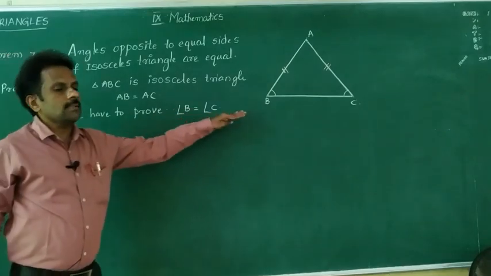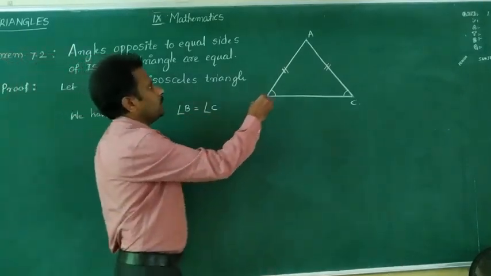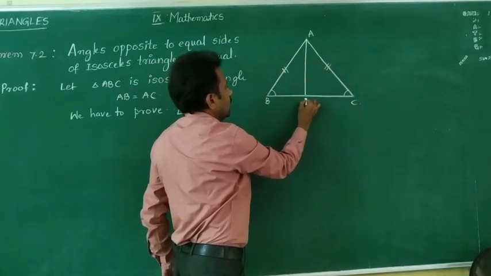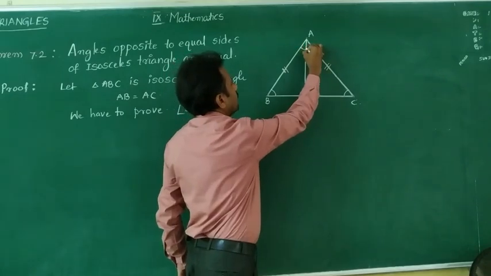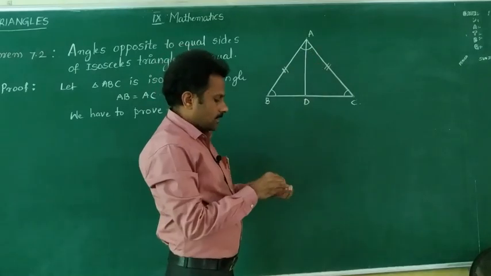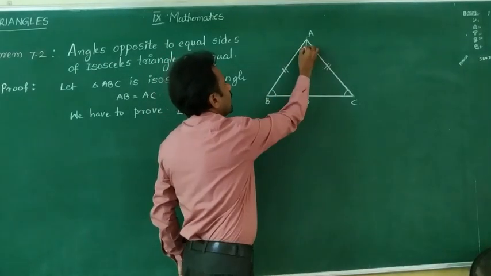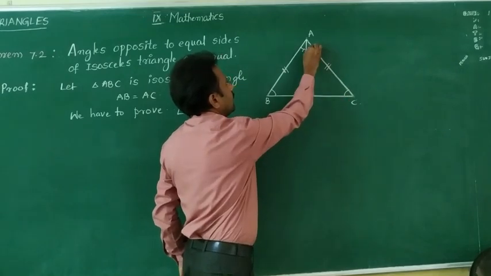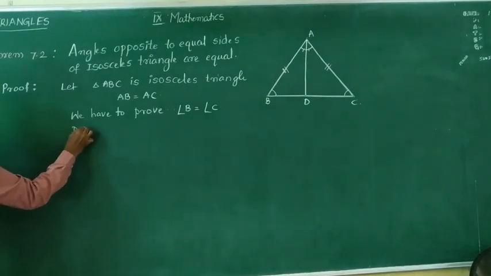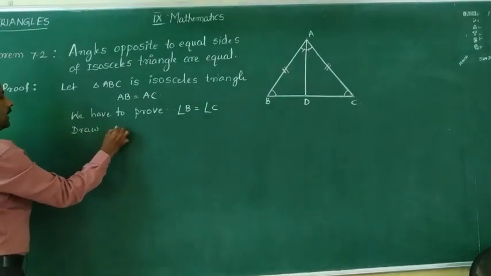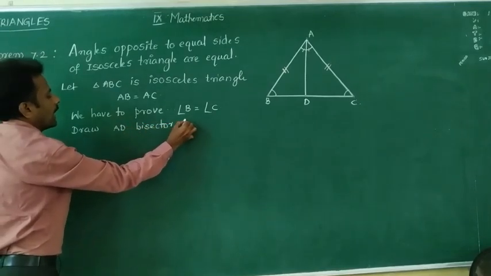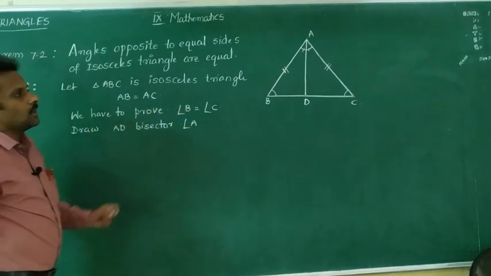So for this purpose, we are going to draw an angle bisector, that is AD. AD is the angle bisector of angle A. That means angle BAD and angle CAD are equal. So that is our construction. Draw AD, bisector of angle A.